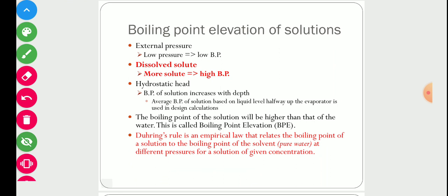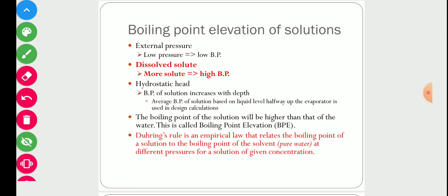Now, boiling point elevation is also a very important parameter in an evaporator, because when the solution gets vaporized, its concentration increases. So due to the increase in concentration, its boiling point will also increase, because the boiling point of a solution mainly depends on three parameters. One is pressure. If pressure increases, the boiling point will also increase.